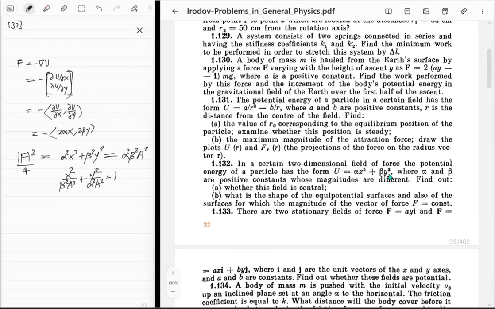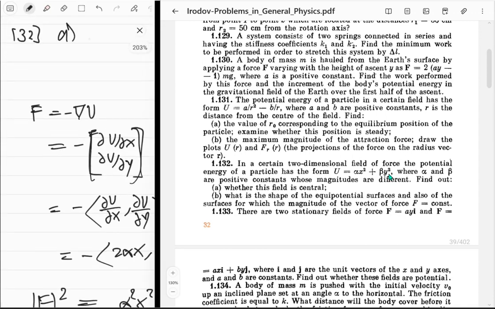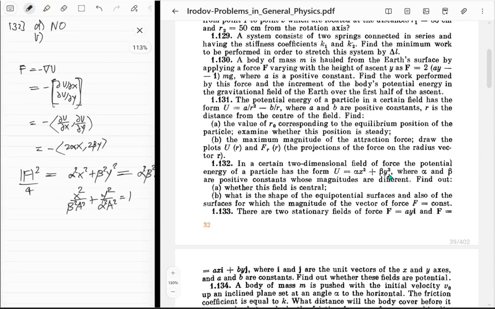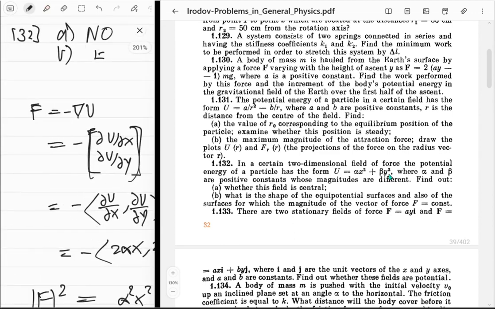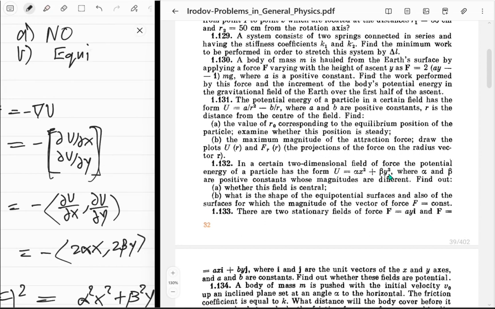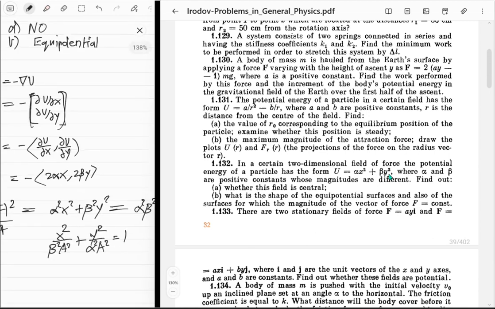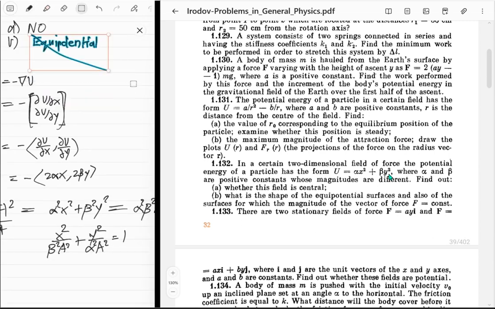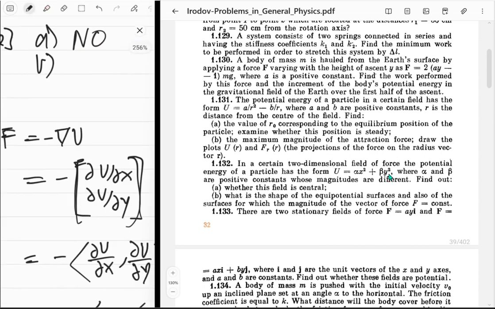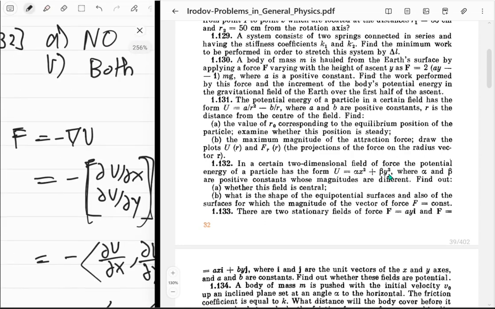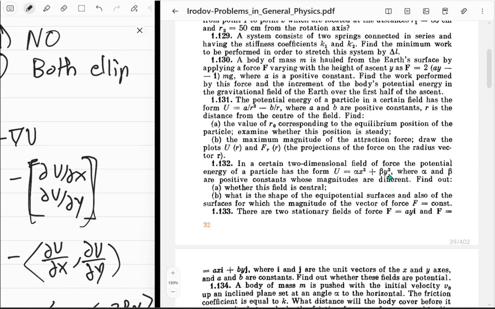So let's do A first of all. A has the answer of no. B, what is the shape of the equipotential surfaces and also the surfaces of constant force magnitude? But you know what, this is so trivial that we don't even need to give an explanation. We'll just say both are elliptical. So yeah, that's it, both elliptical.